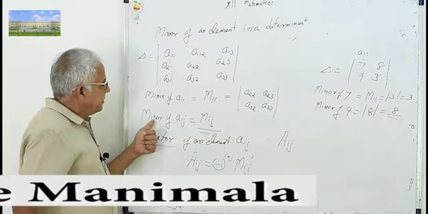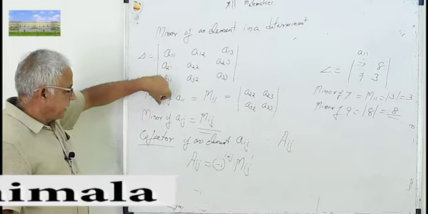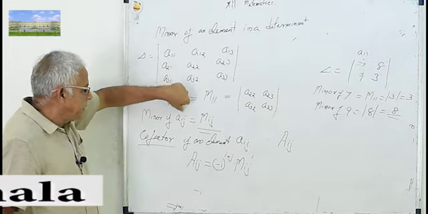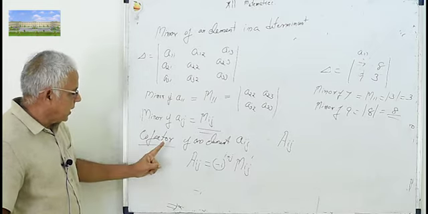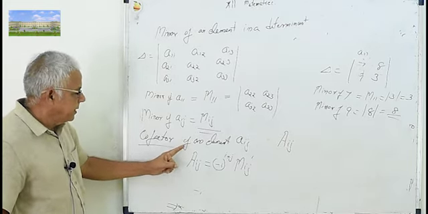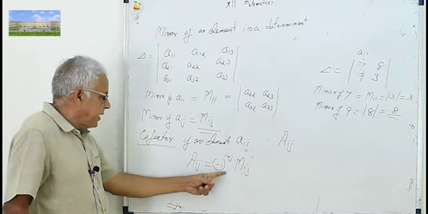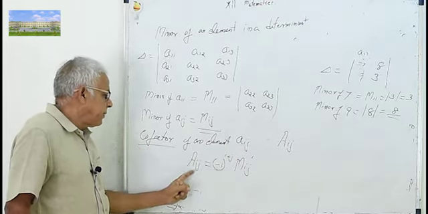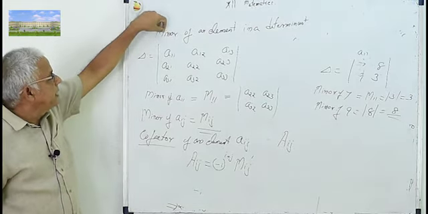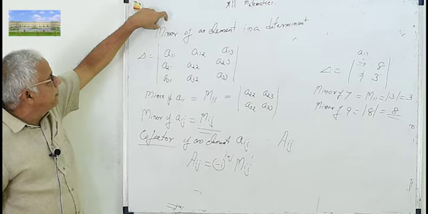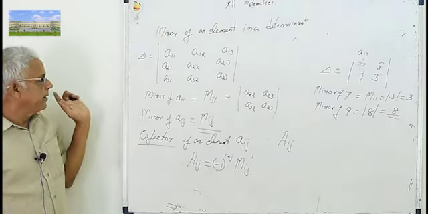Minor of an element is the determinant obtained by deleting the row and column containing that element. Cofactor of an element is defined by Aij is equal to signed minor. Signed minor is the cofactor of the element. Minor is the determinant obtained by deleting the row and column containing that element.